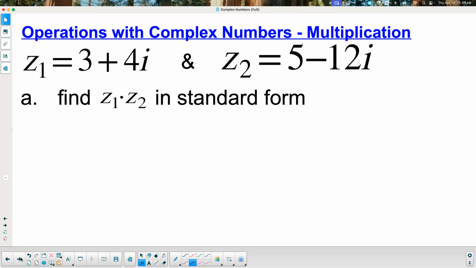Okay. So let's talk about multiplication with complex numbers. We've got z sub 1, same z sub 1 that we just had before, and z sub 2, same z sub 2 that we just had before. That makes it nice because we already just found their trig forms. You'll see that here momentarily. If I want to find z sub 1 times z sub 2 in standard form, what would we do? You've actually done this before. What would we do?